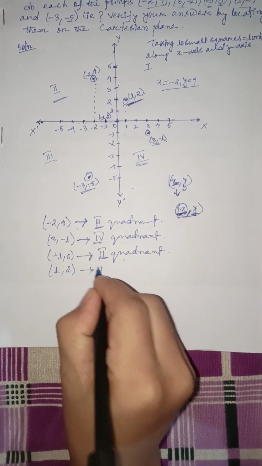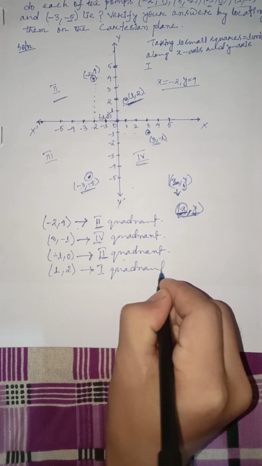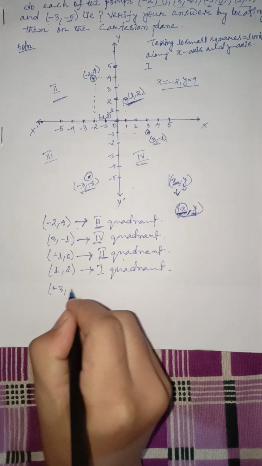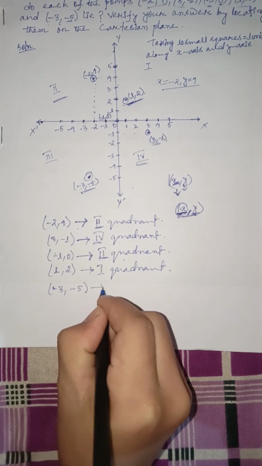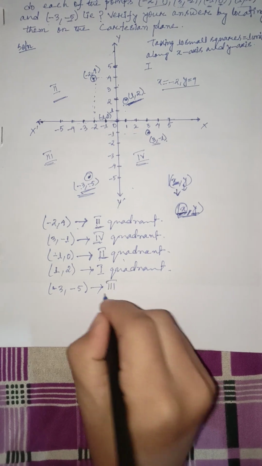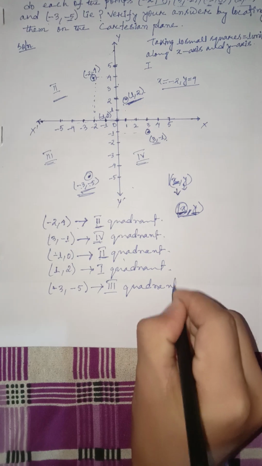First quadrant. And after that we have one more, which is minus 3 comma minus 5. In which quadrant does it lie? It is in the third quadrant.